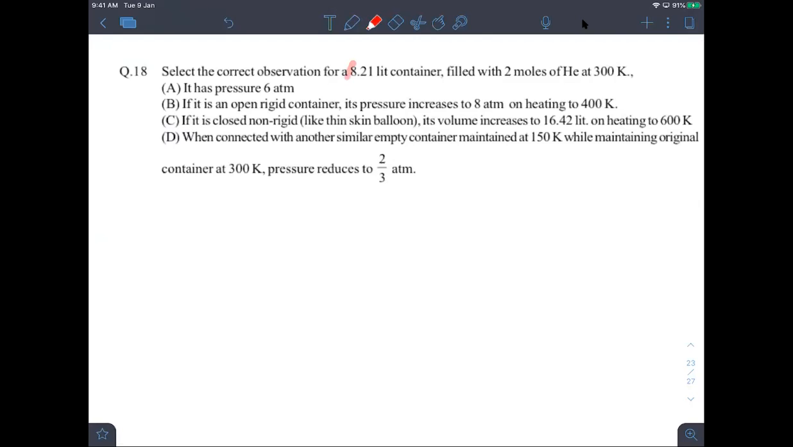First check what is given. Volume is given 8.21. Number of moles are given. Temperature is given. First part is to calculate the pressure, which is pretty easy. These are options, and the question asks whether the pressure is 6 atm. Just check out whether it is 6 atm or not. Sir, is it multi-correct or single correct? Multi-correct, beta. Okay, sir. Sir, 6 atm is correct. Right. So A part is correct, right?